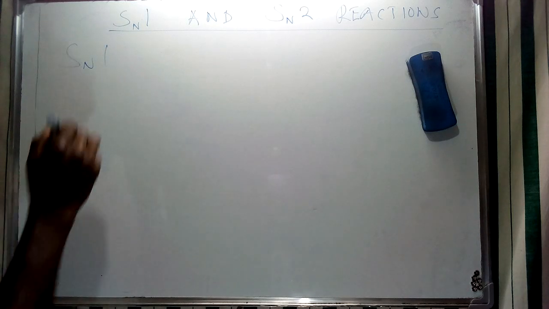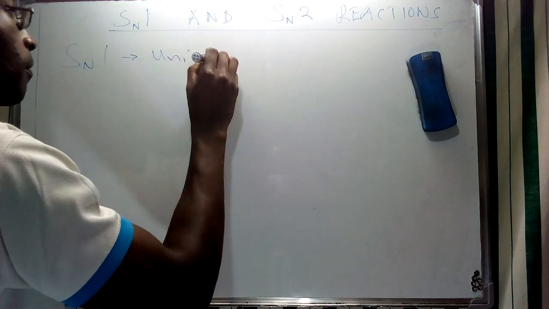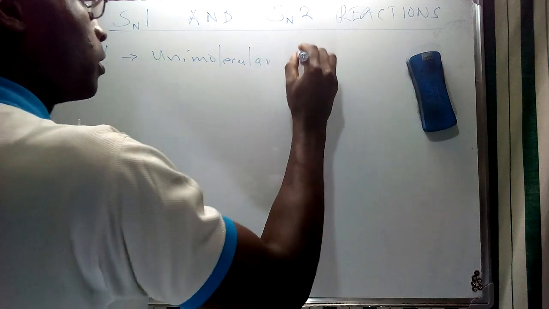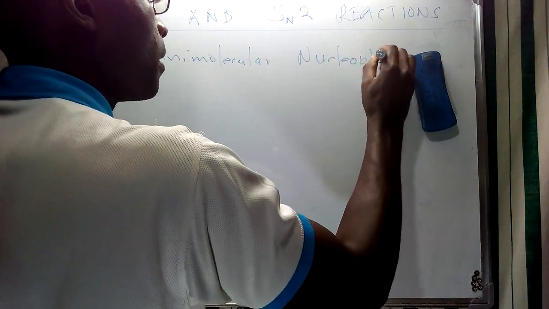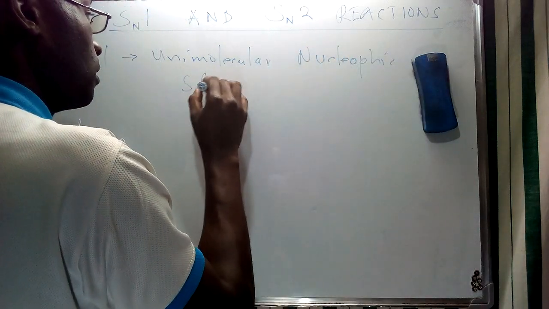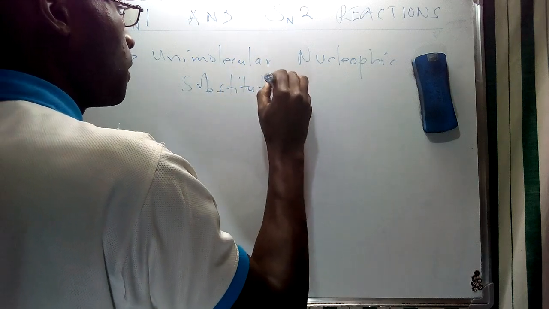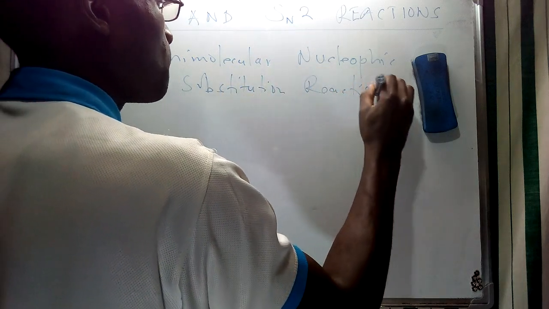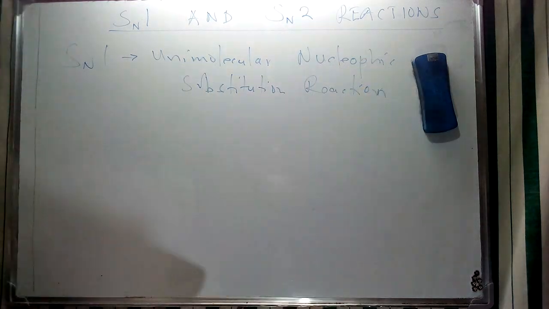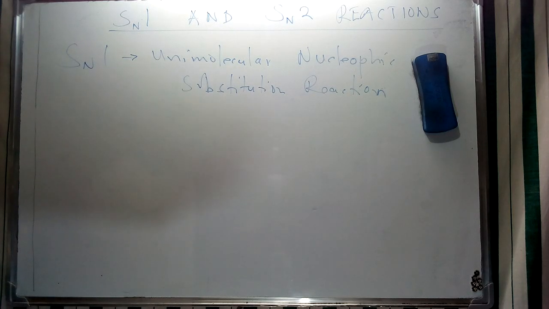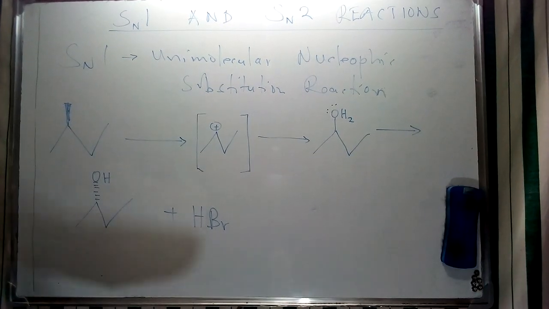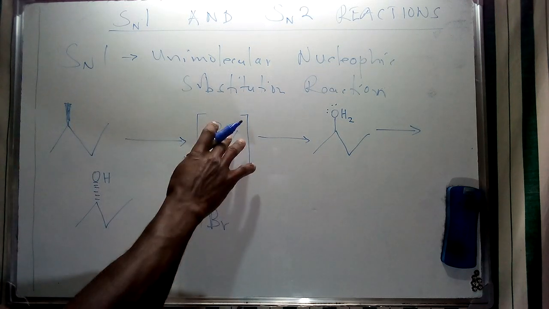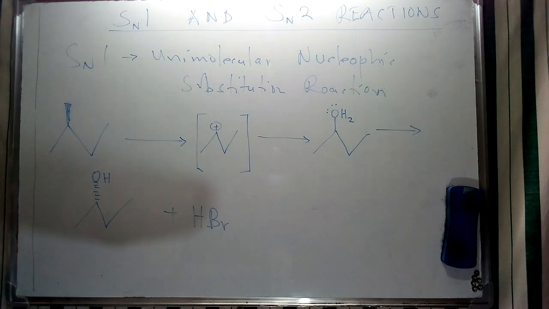So in this case, this is a unimolecular nucleophilic substitution reaction. So if you try to illustrate this second example, I'm going to use also another illustration in order for us to understand this specific concept. So in this particular case, this is going to involve 3 steps as we had said, and one of the steps that we have indicated at this specific point is the formation of an intermediate.